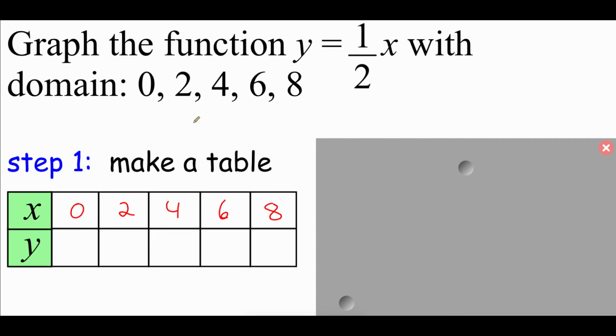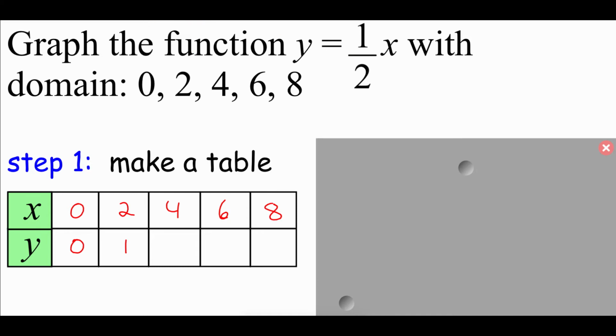So I'm going to start with 0. I'm going to plug in 0 for my x right here. So if I take 1/2 times 0, well, half of 0 is 0. Then we're going to plug in our next x value of 2. So I'm going to replace the x with a 2. Half times 2, or half of 2, is 1.